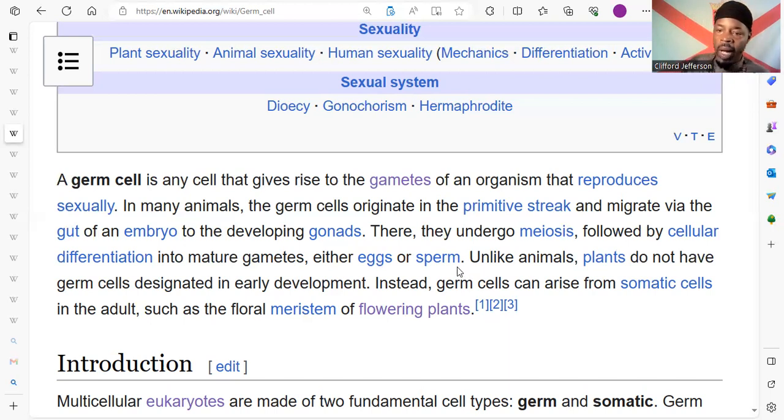They undergo meiosis or mitosis, or morphology, or what we call mutation, followed by cellular differentiation into mature gametes, either egg or sperm. Unlike animals, plants do not have germ cells designated in early development. Instead, germ cells can arise from somatic cells in an adult, such as floral meristem of flowering plants.